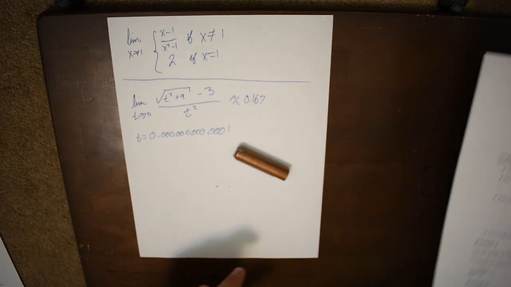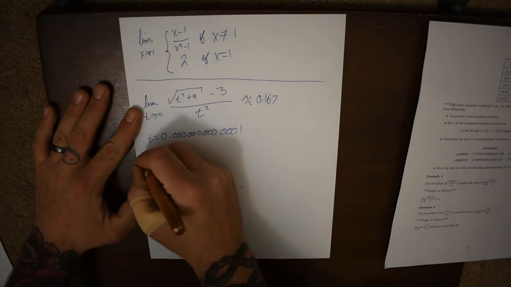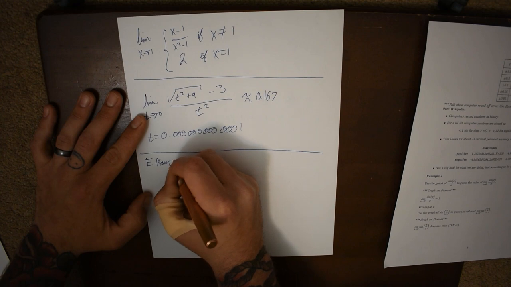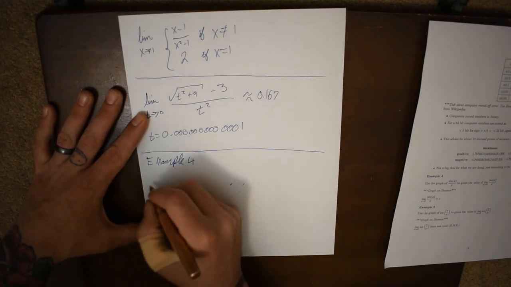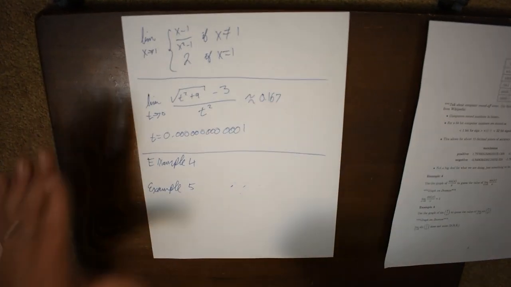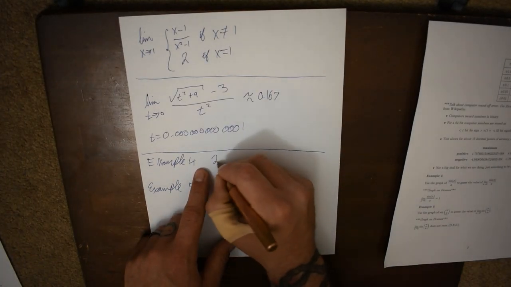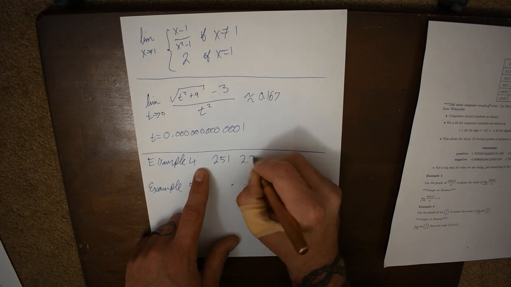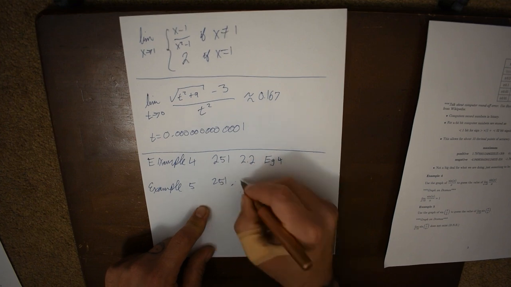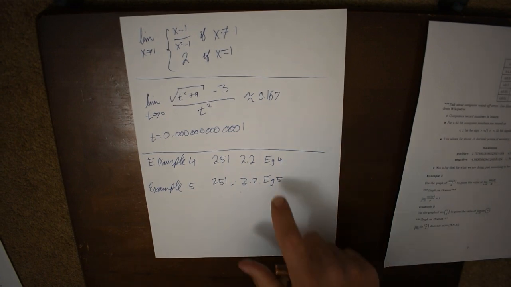So now I've got two examples for you. We're going to quickly switch back over to my laptop. Just for you guys following along, this is going to be example 4. And example 5. So if you go on Desmos and if you want to mess with these graphs, the graph for this one is going to be 251, 2.2 EG4, and 251, 2.2 EG5.